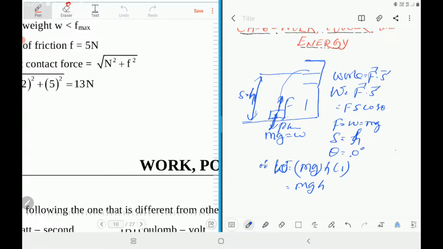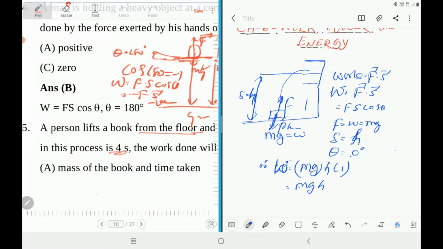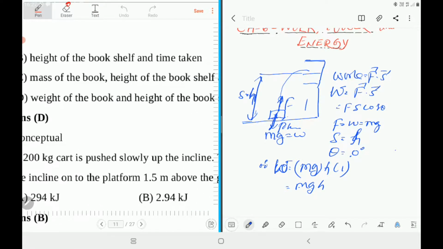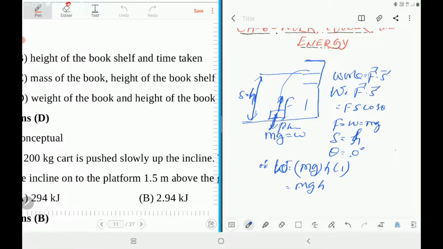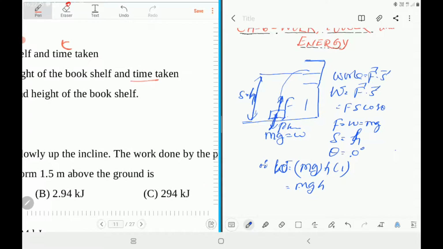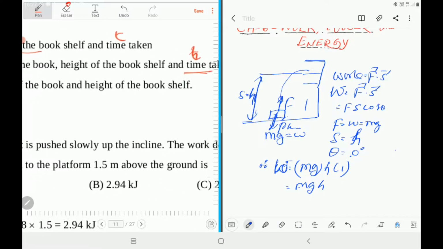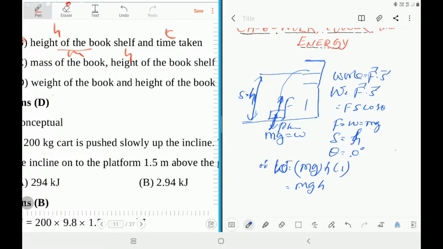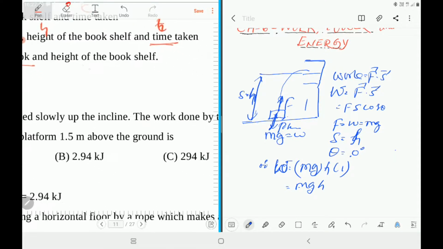are the terms on which work done depends. Let's read the options. Option 1, mass of the book and time taken. Second one, height of the bookshelf and time taken. He says h and t. Third option, mass of the book, height of the book and time taken. And the last one, weight of the book and height of the shelf.